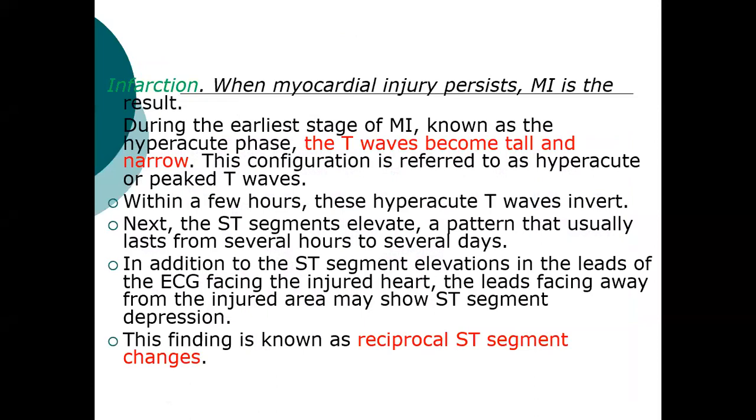Thank you. So when the myocardial injury persists, MI is the result. This is where we try not to have it persist. During the earliest stage of MI, known as the hyperacute phase, the T waves become taller and narrow. This configuration is referred to as hyperacute or peaked T waves. Within a few hours, these T waves invert, they go down, they go against the normal axis of the graph. Next, the ST segment elevates, a pattern that usually lasts for several hours to several days.